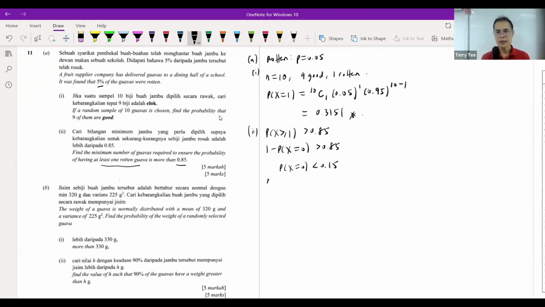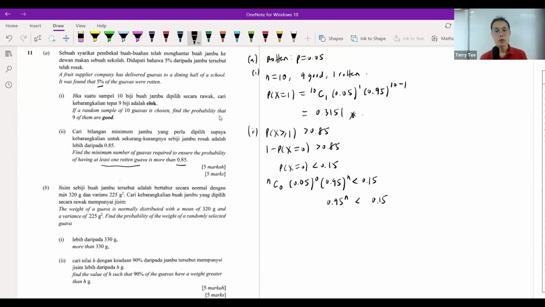Use the formula nC0. Your probability of rotten is 0.05. Power 0, not rotten, is 0.95. Power n less than 0.15. Now nC0 is 1. 0.05 power 0 also 1. 0.95 power n is less than 0.15.